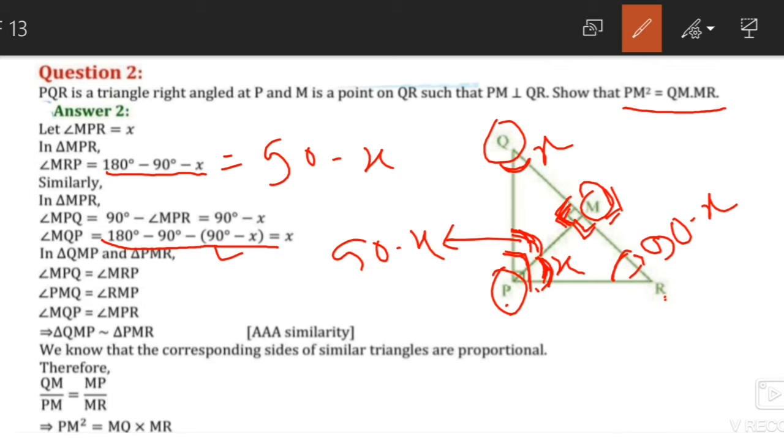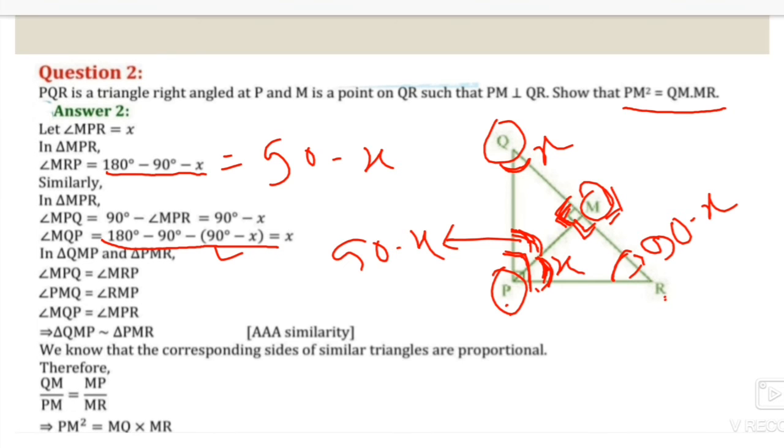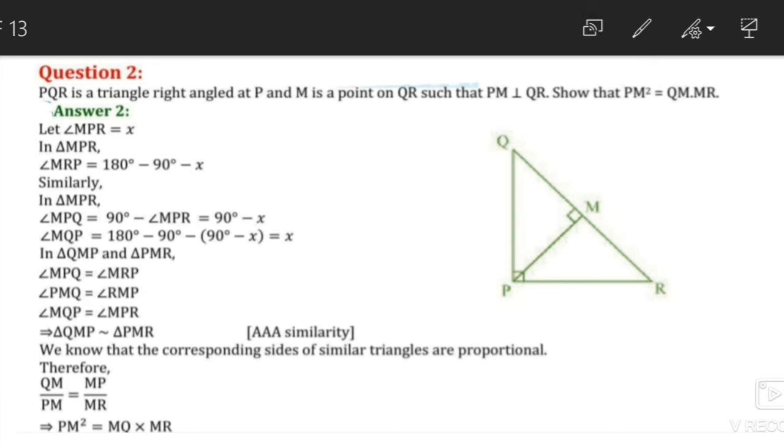Okay, so let me erase these things and explain it again. So I have considered this one as X. I am getting this one as 90 minus X. This one is also 90 minus X, and this one is X. Now if you consider QMR and PMR triangle, QMR means this one and PMR means this one.